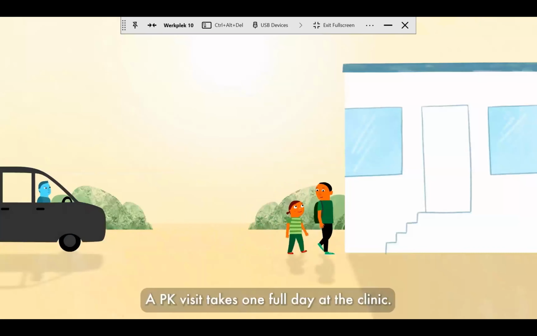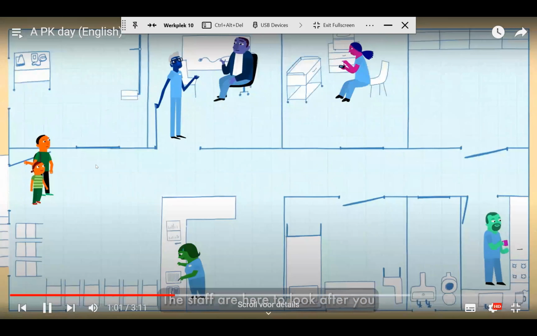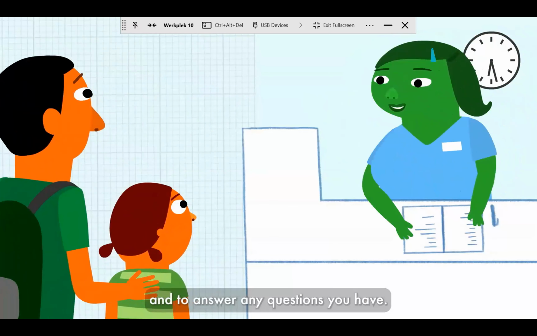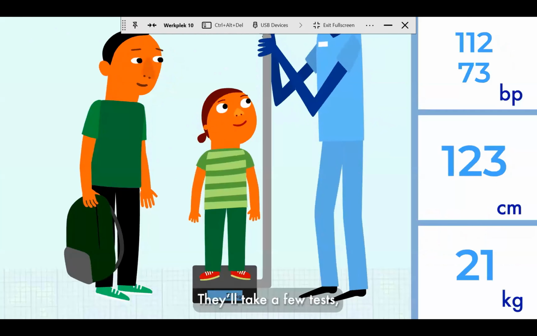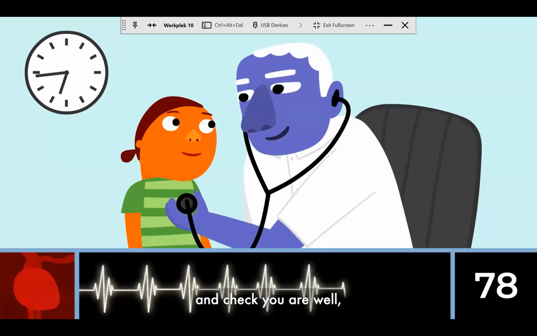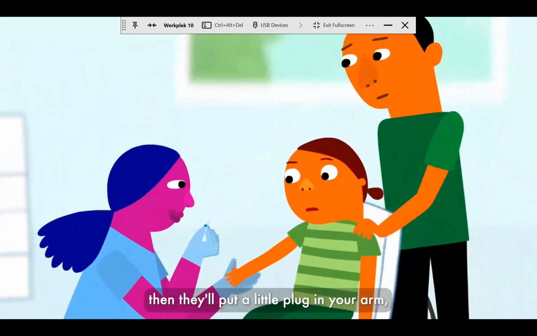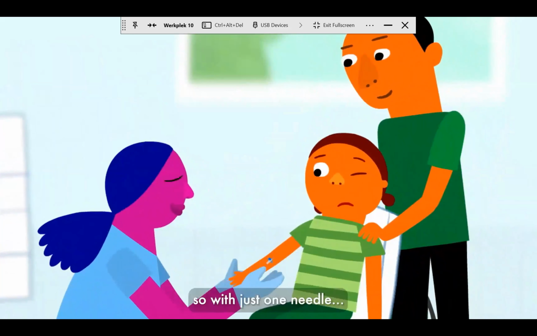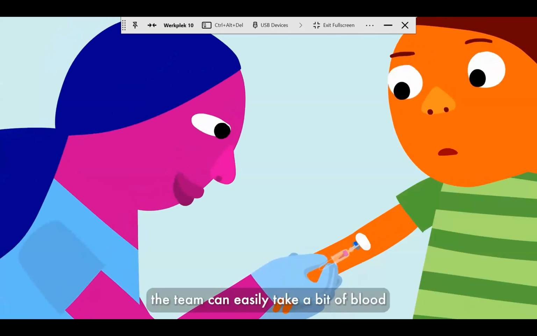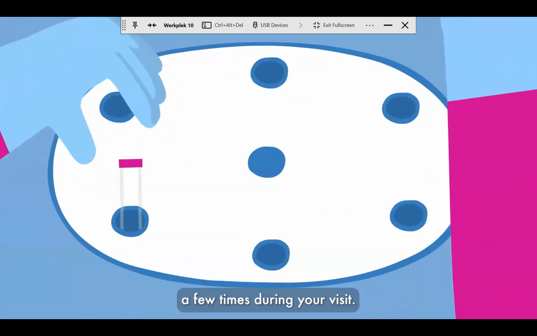A PK visit takes 1 full day at clinic. The staff are here to look after you and to answer any questions you have. They'll take a few tests and check you are well. Then they'll put a little plug in your arm. So with just one needle, the team can easily take a bit of blood a few times during your visit.